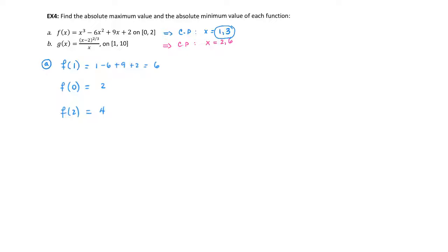So then from here, we see that 6 is the highest y value. That means that this is the absolute maximum value. And that happens exactly when x is equal to 1. And then we see that 2 is the smallest y value. So this is the absolute minimum value. And that happens when x is equal to 0.